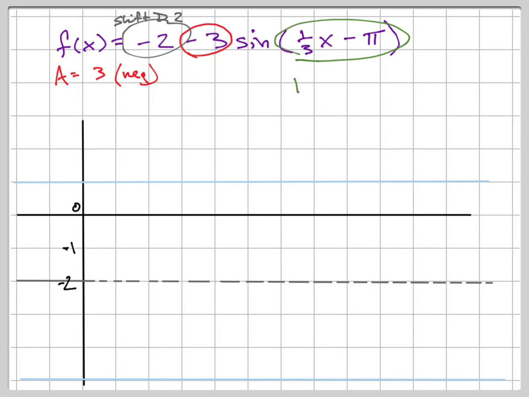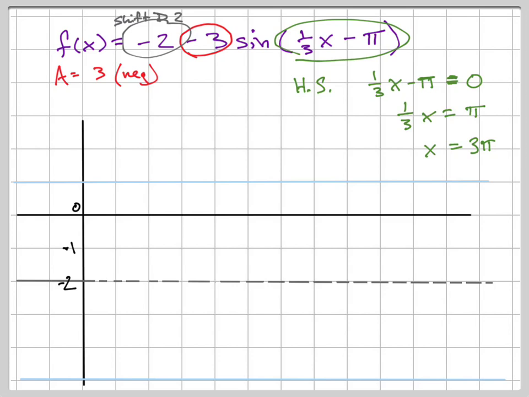The horizontal shift, what I prefer to do if you have the problem, especially if you have it written like this, is take what's inside the parentheses and set it equal to 0 and solve it. So set that equal to 0 and solve it for x. So add pi to both sides and then multiply by 3. And that means it goes, whoops, I wrote 3x, 3 pi. That's my preferred way of doing it. It makes it a lot easier in my opinion.